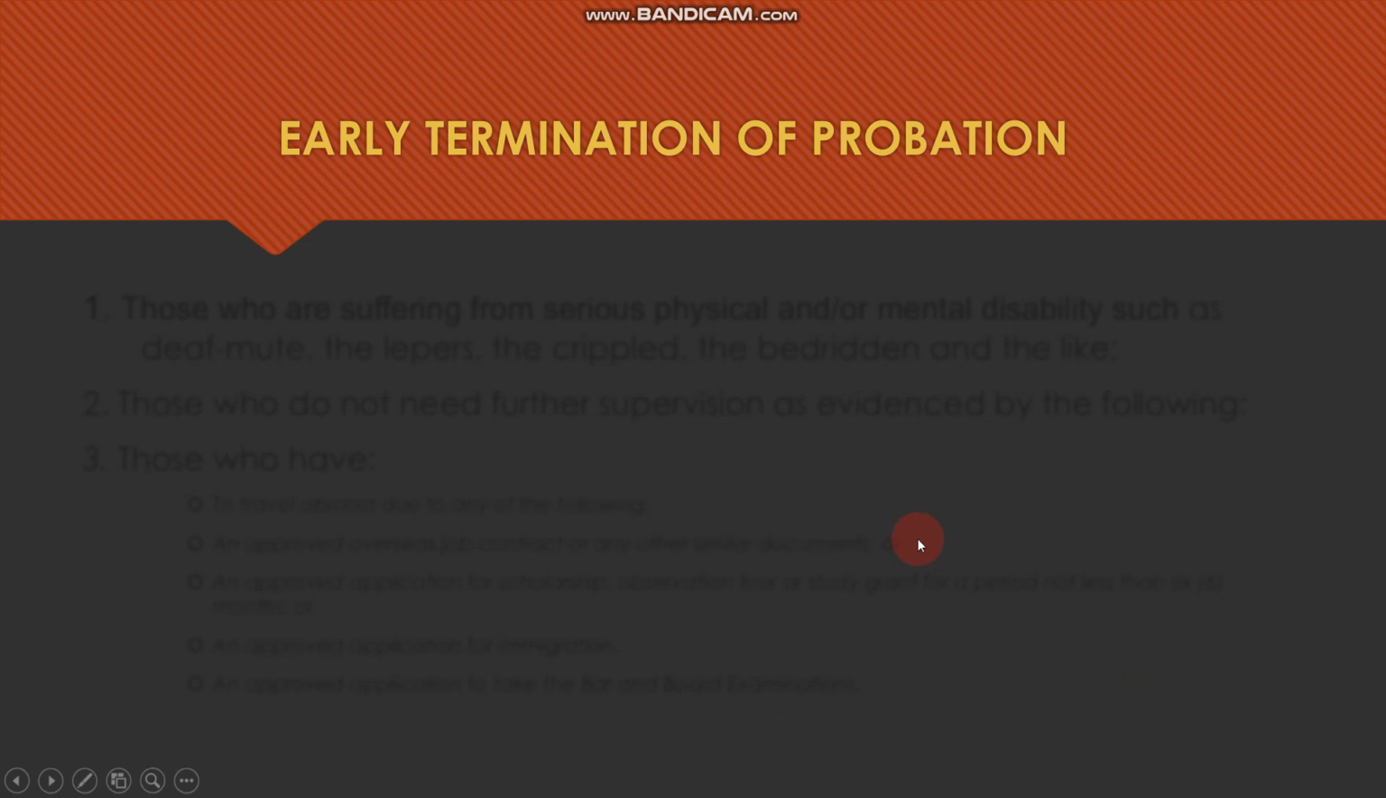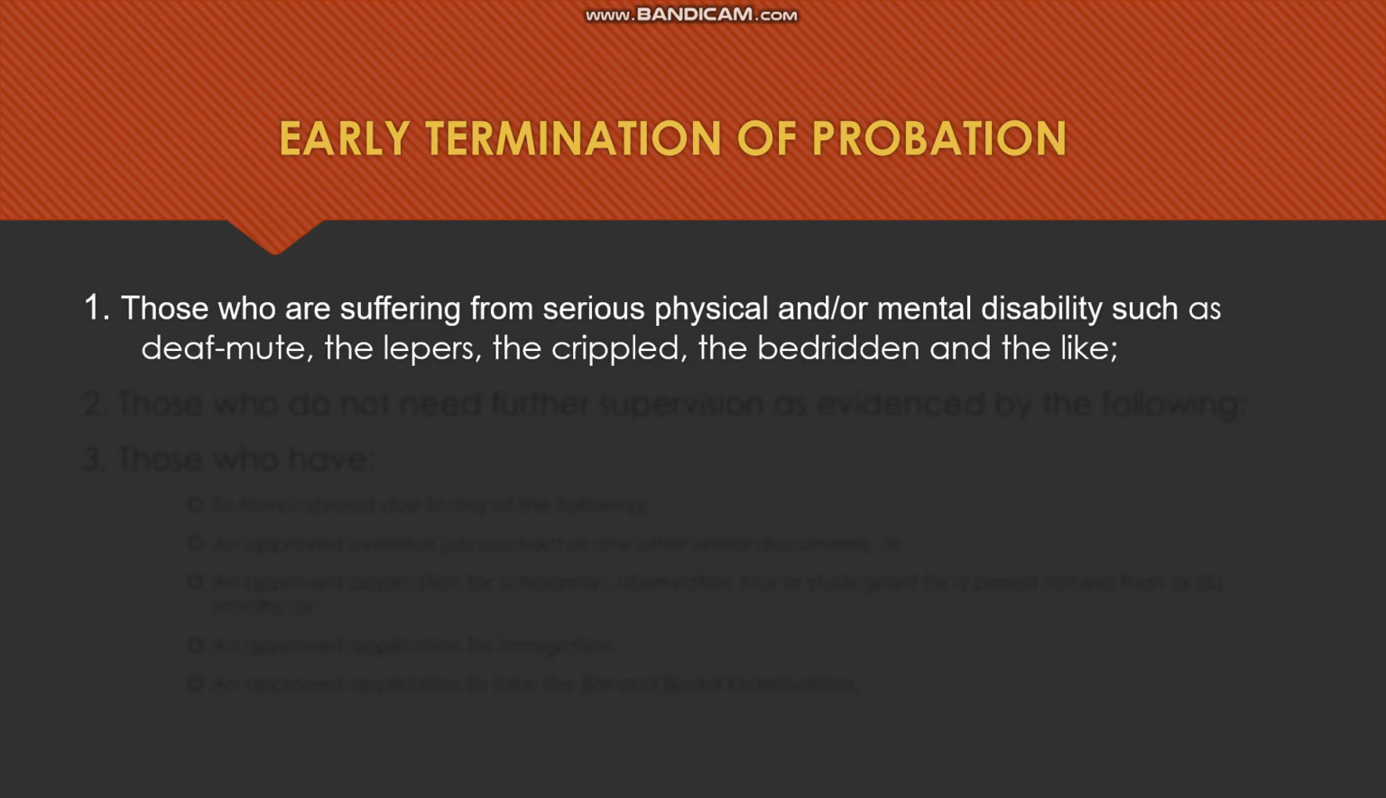Okay, next, the early termination of probation. So, may pagkakataon na mas napapaaga yung termination ng period of probation mo. So, ano yung mga recommended na pagkakataon for the early termination of their probation period? First, those who are suffering from serious physical or mental disability. At yan na nga yung mga example natin, yung mga deaf, mute, yung may mga ketong, lepers, may leprosy, crippled or yung mga ating mga pilay, other bedridden na mga probationer natin, yung mga matatanda na probationer natin, and so on.